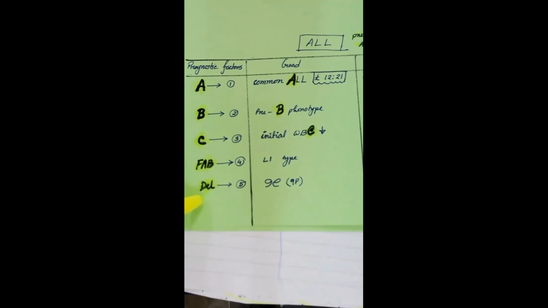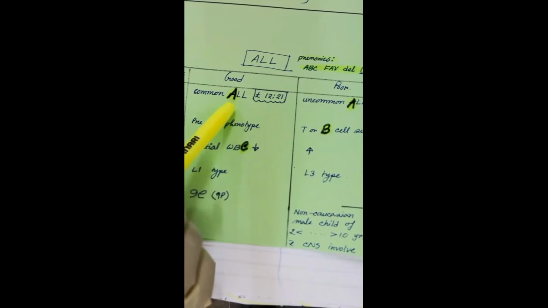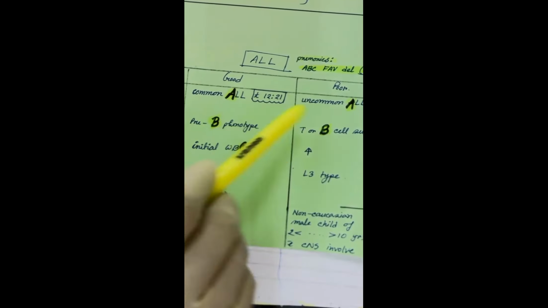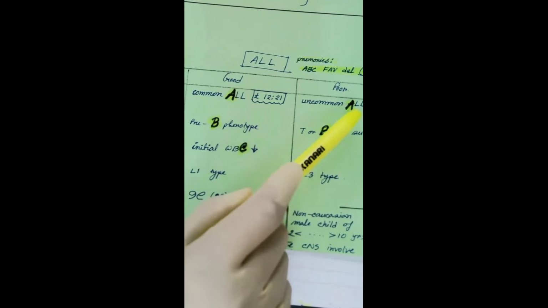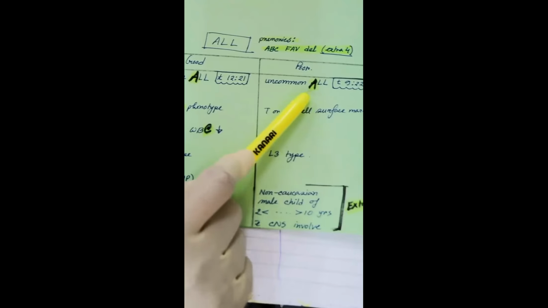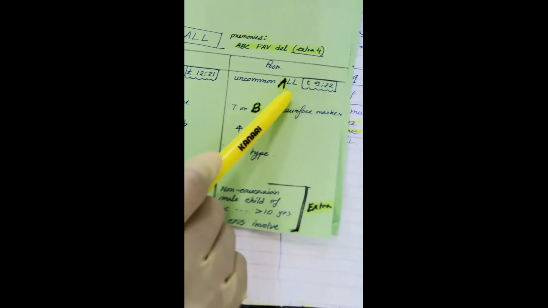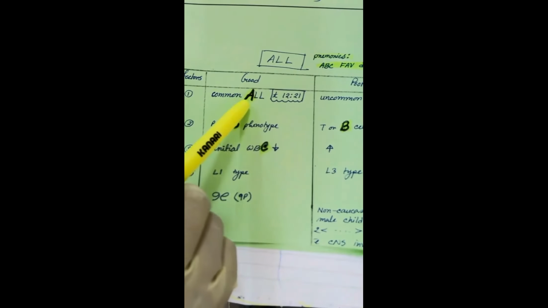What does A mean? Good prognosis: common ALL. Uncommon ALL is poor prognosis. And already you know that the Philadelphia chromosome is common only in CML, so in case of ALL this is poor. Other than that, common ALL has good prognosis.